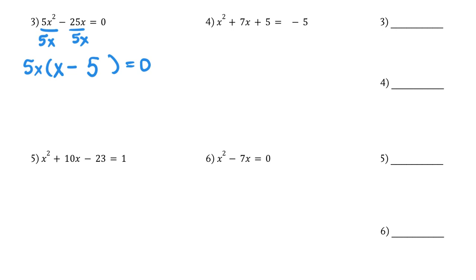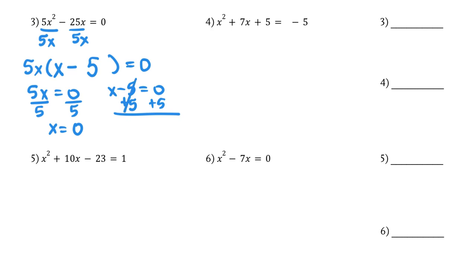Now I have two factors that multiply to 0, which means I would have each factor set equal to 0. In my first equation, 5x equals 0, I could divide both sides by 5. 0 divided by 5 is still 0. So that's one of my answers. And then x minus 5 equals 0. I have to add 5 to both sides in order to cancel out the subtract 5, and I would get x is equal to 5. So my two answers would be 0 and 5 that I would write on my line.